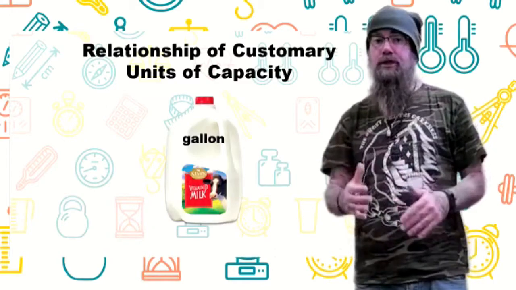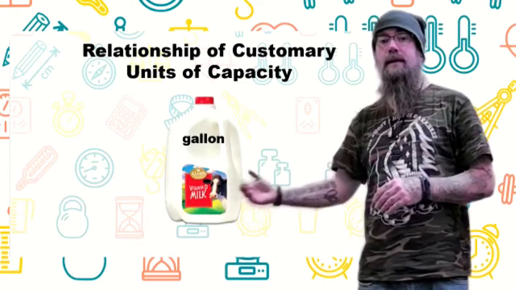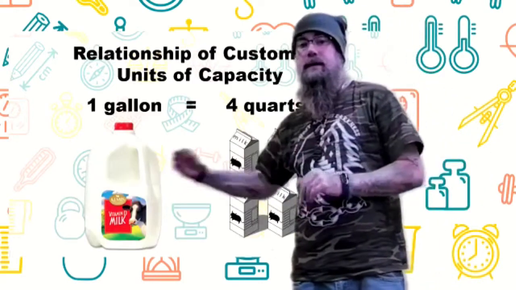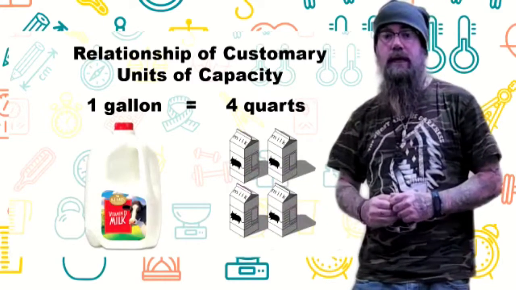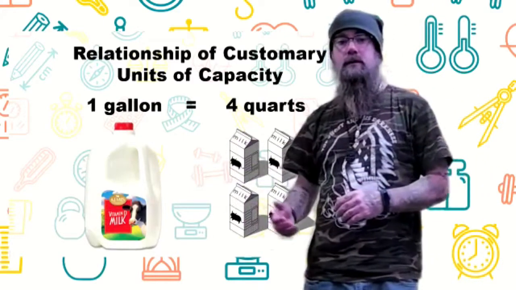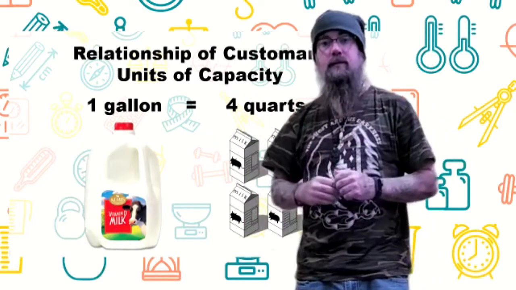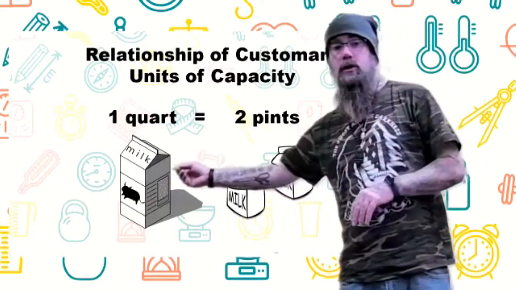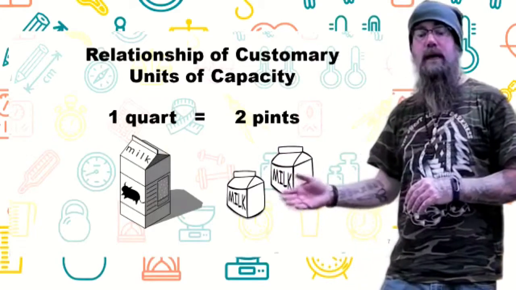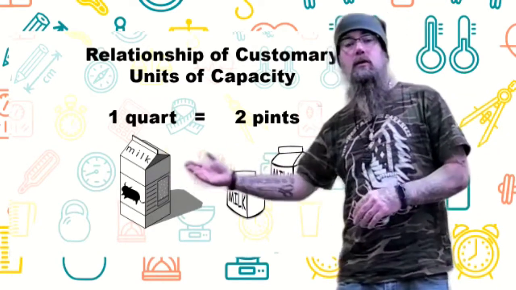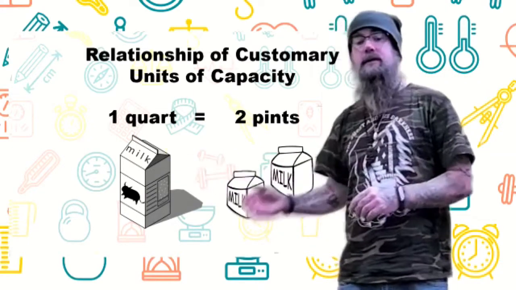So let's talk about the relationship of customary units of capacity. We'll start with our main example, which is a whole gallon of milk. If we start with our whole gallon of milk, we break that into 4 quarts. These tiny little quart boxes are equal in amount. So 4 quarts equals 1 gallon. It holds the same amount of capacity. If we take that same 1 quart box of milk, that is equal to 2 pints. We're basically cutting the quart in half and getting 2 pints, but they still have equal amounts of capacity.